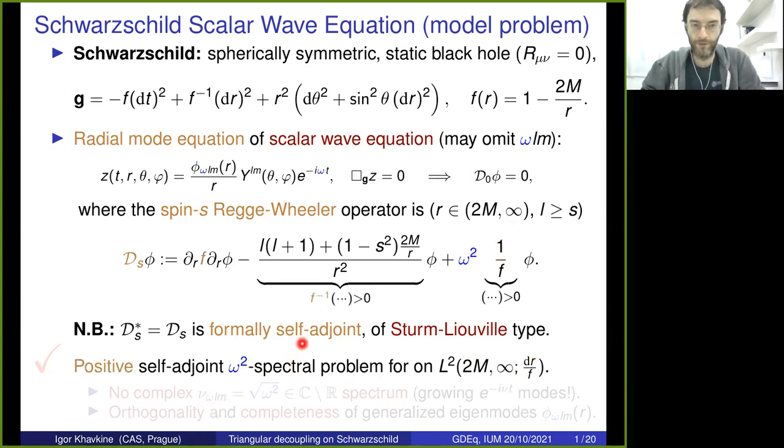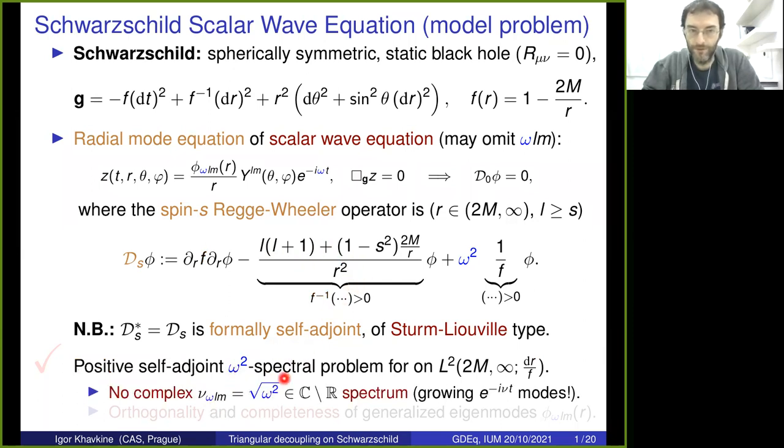Also, the potential that appears in this equation is positive for the values of S that interest us, and there is some simple limitation restricting the values of L and S for which this potential is in fact positive. Because of that, we can conclude that the spectrum of this equation for omega squared is real. So the spectrum is contained on a half real line from 0 to plus infinity.